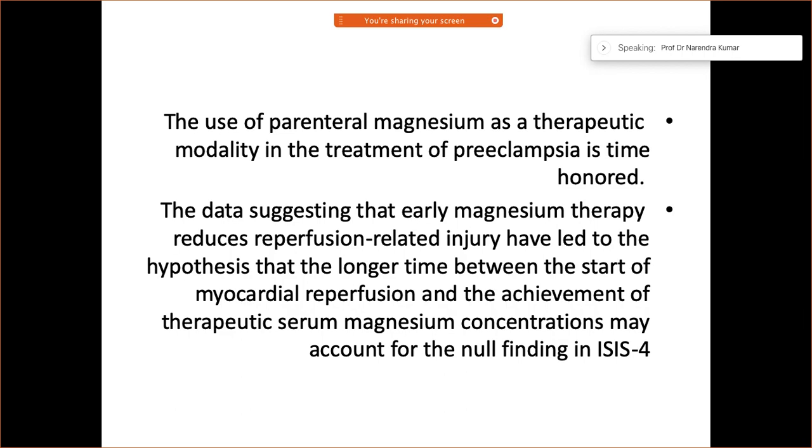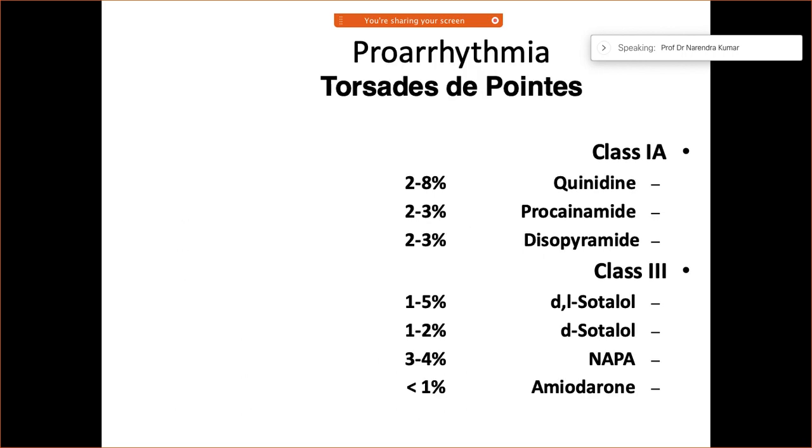It is a great therapeutic modality, especially for treatment of preeclampsia, in fact. And a lot of data has shown that a longer time between the start of myocardial reperfusion and the achievement of therapeutic serum magnesium concentration may account for the null finding in the ISIS trial, in fact. As I was telling you, sometimes lethal arrhythmias can happen whenever you're trying to use these antiarrhythmic drugs.